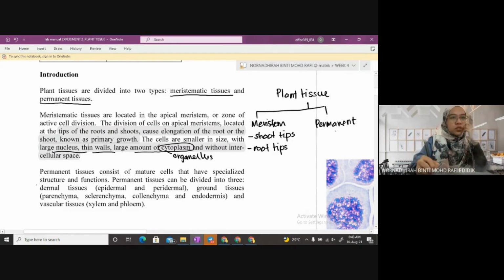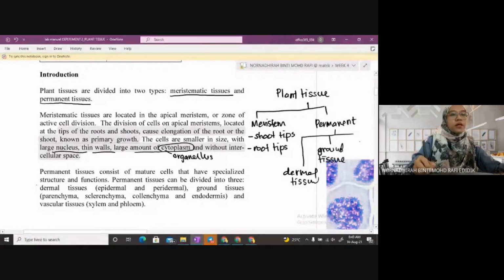Okay, so permanent tissue can be divided into 3. First one is dermal tissue. Second one is ground tissue. And the third one is vascular tissue. Saya buat V je vascular tissue.